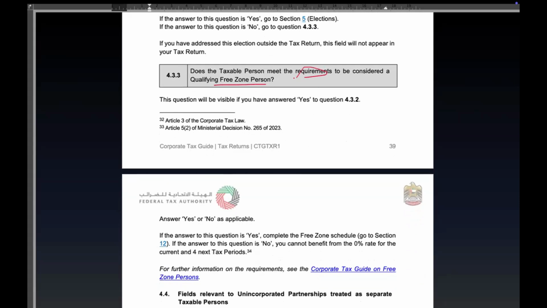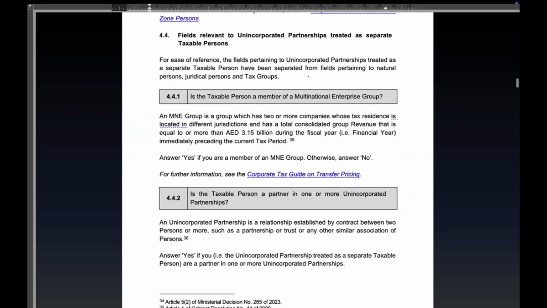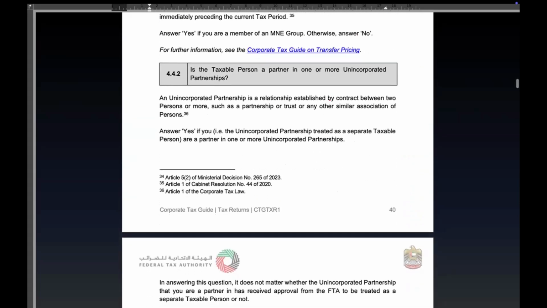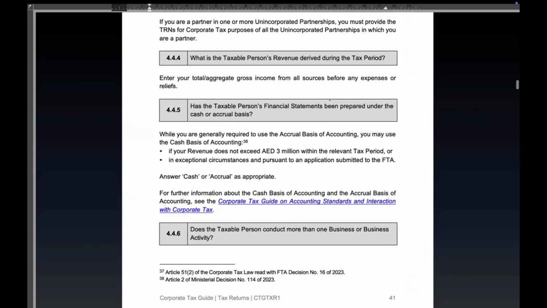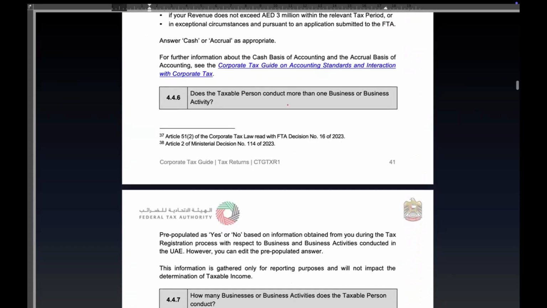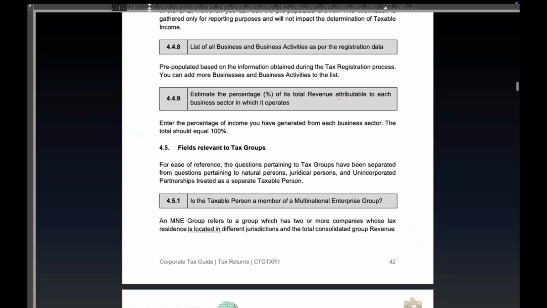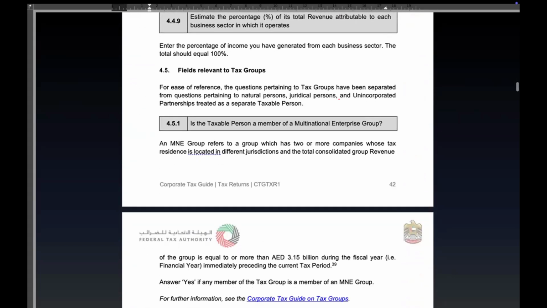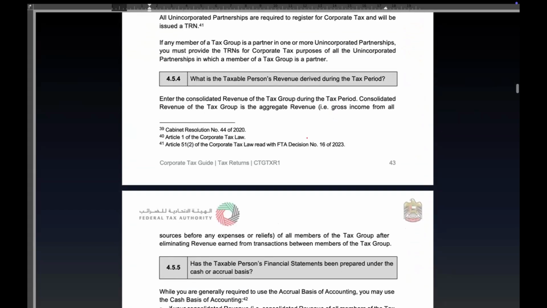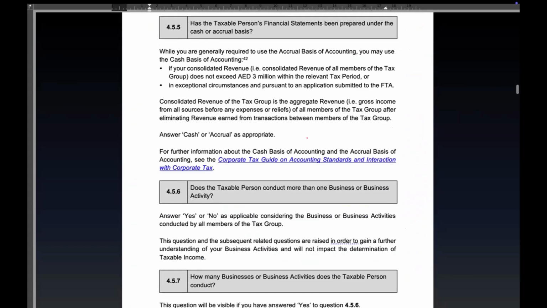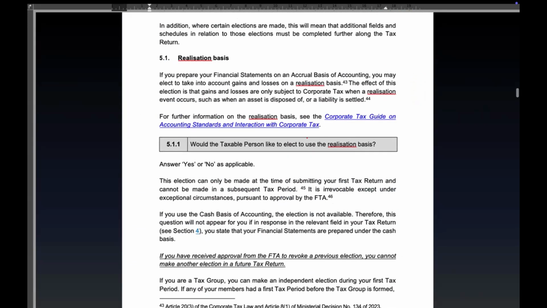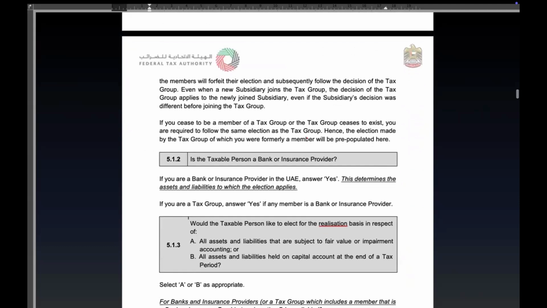Are you meeting the requirement as I mentioned? The 6th requirement, just keep in mind. M&E group requirement, unincorporated partnership. Financial statement we have already discussed in detail. One or more business. Financial statement. Okay, taxable person. Okay. Elections, we have already discussed elections in detail.